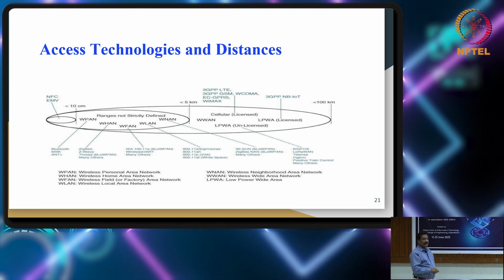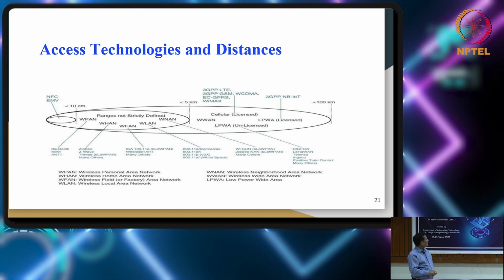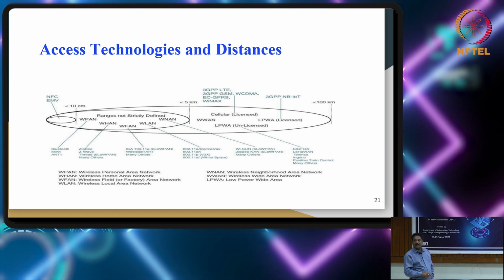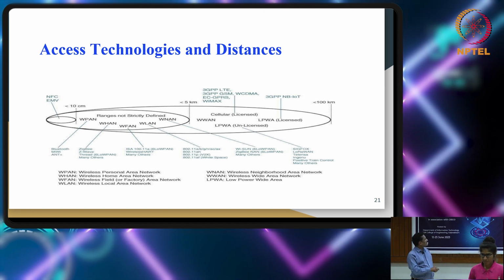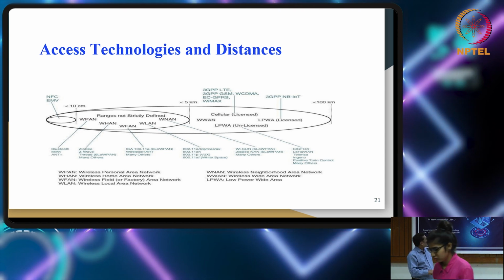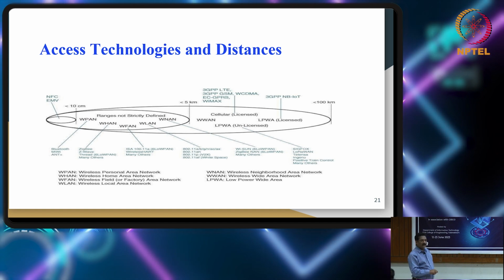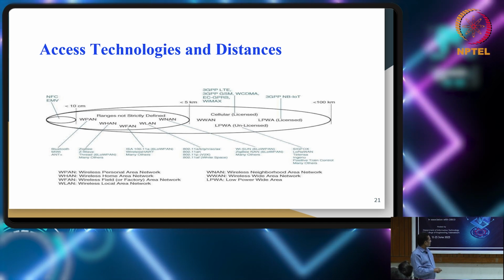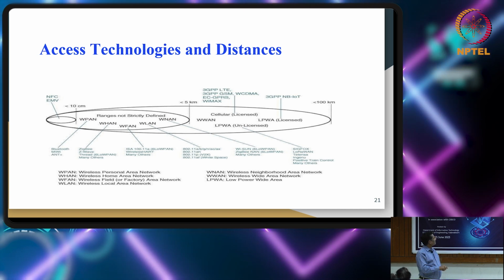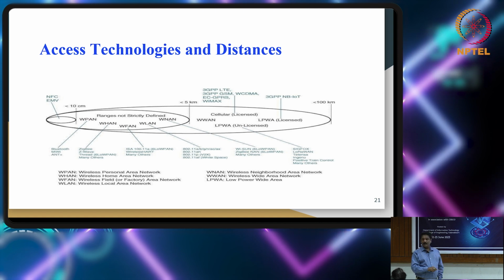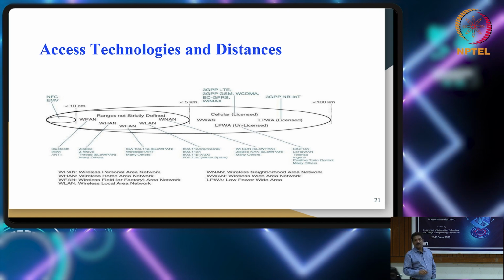And wireless wide area network. And the next one is LPWA, the low power wide area network. So what I'm trying to say is that within less than 100 meters and 100 meters, we can access the technology with the help of 3GPP. 3GPP is LTE, long term evolution, the 4G fourth generation network.